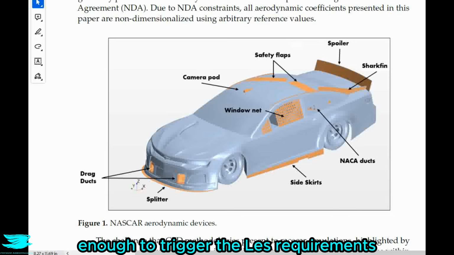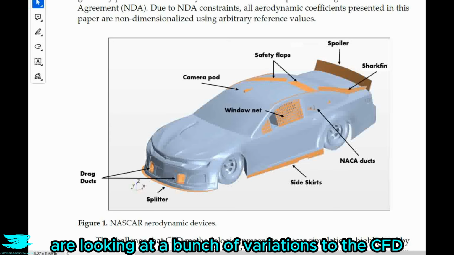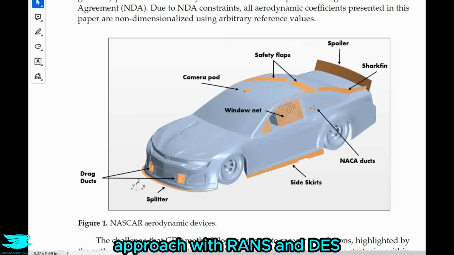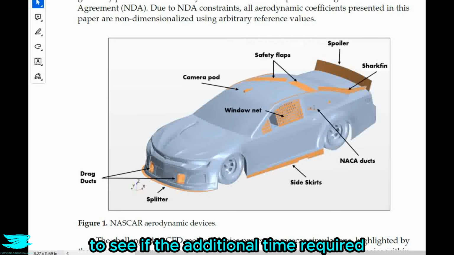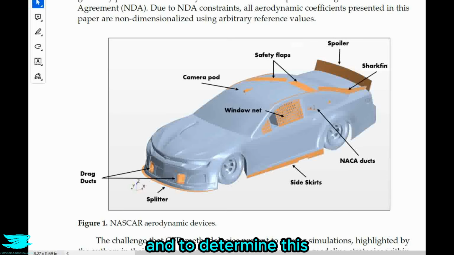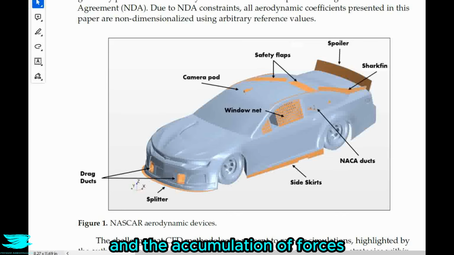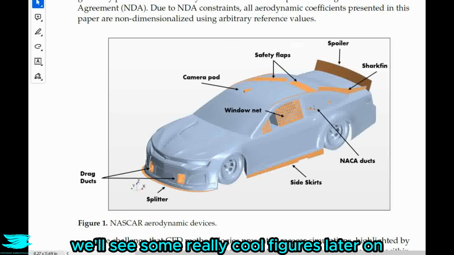LES requirements. So these researchers are looking at a bunch of variations to the CFD approach with RANS and DES to see if the additional time required for DES is worth it from an accuracy point of view. And to determine this, the researchers aren't just looking at general coefficients like drag, lift, and side force, but also the flow physics and the accumulation of forces as you progress over the car, which is a nice addition. We'll see some really cool figures later on.